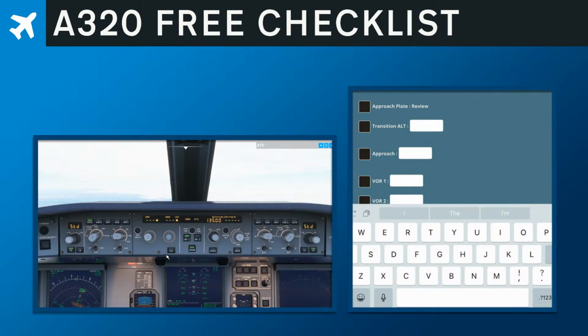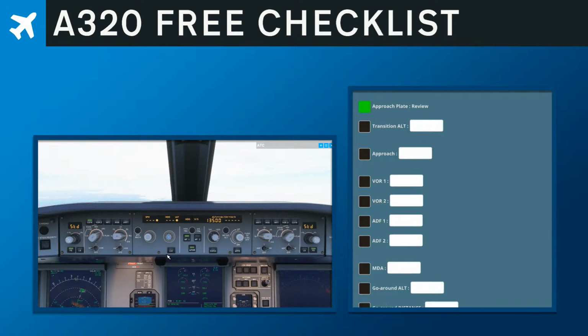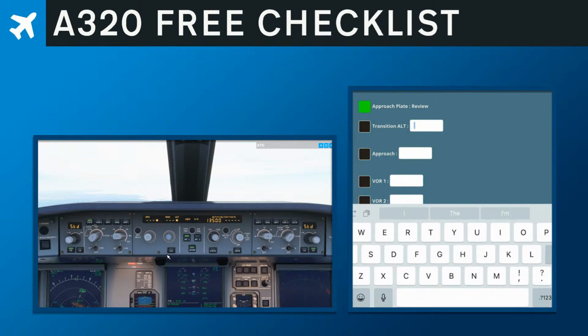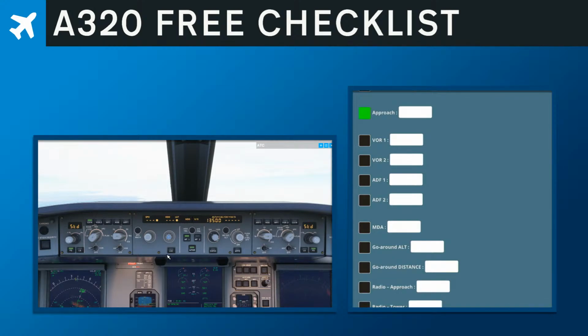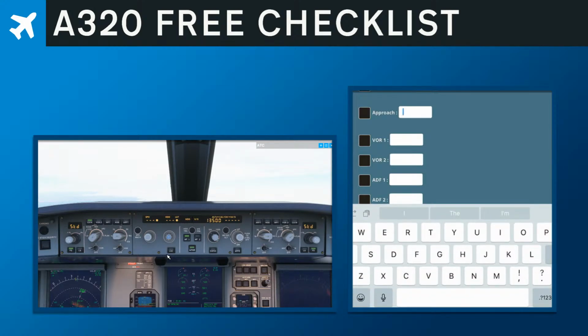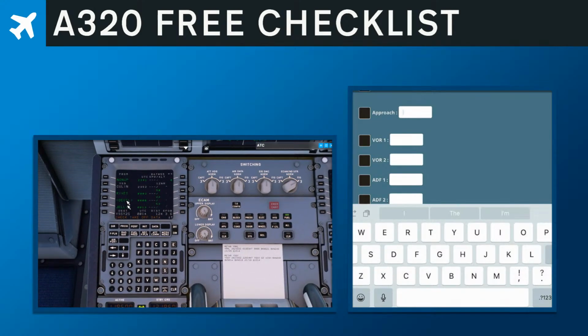Good. Right, let's figure this out. So we've done the plate. Transition altitude is going to be, should we call it 5,000? Need to figure all this stuff out. The approach is, let's go back to the flight plan. The jelly approach.